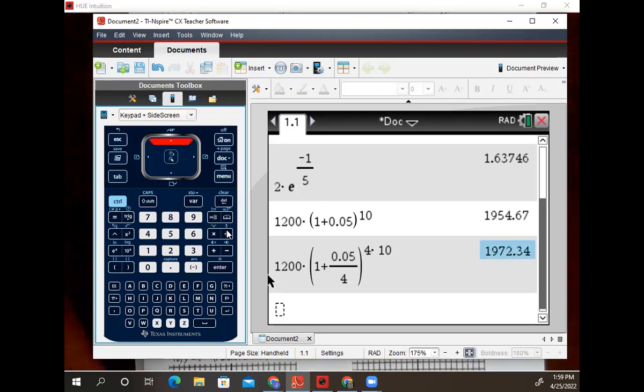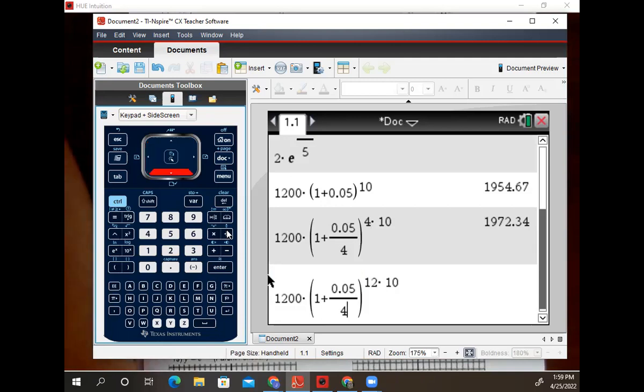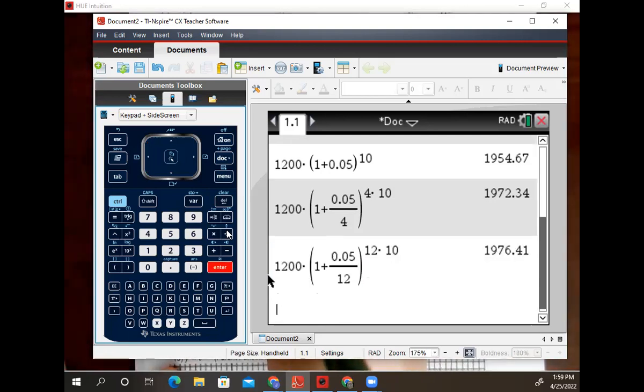I'm going to cheat a little bit and just modify instead of typing in from scratch again. So we're now compounding monthly. So this n value switches from 4 for quarterly to 12 for monthly. Everything else is the same. Now I'm making $1,976.41.